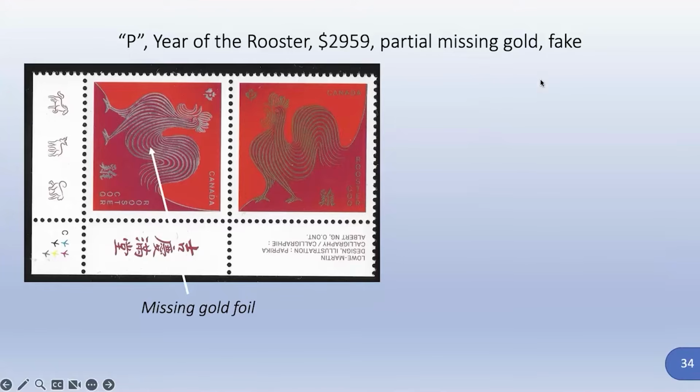Partial missing gold. Well, when we look at the stoplights, as we call them, or whatever you want to call them, this 4-color plus gold foil, so the gold is there. It was on the printing plate. But why is it missing from this rooster and not that one? Well, that's the interesting part.